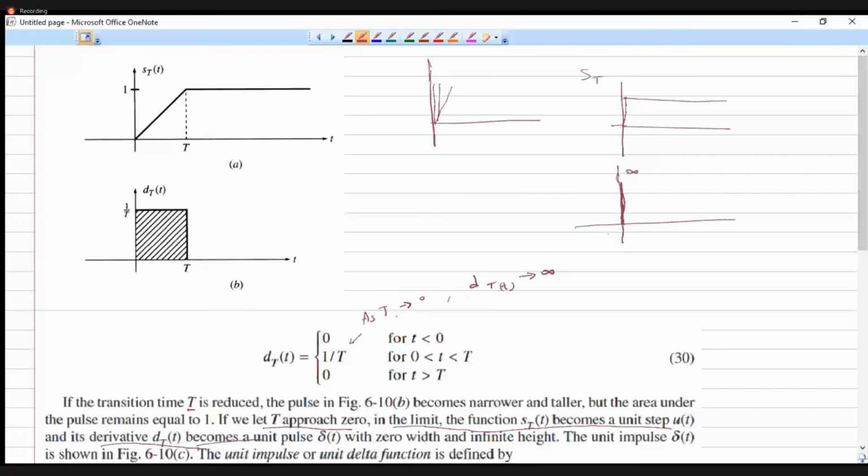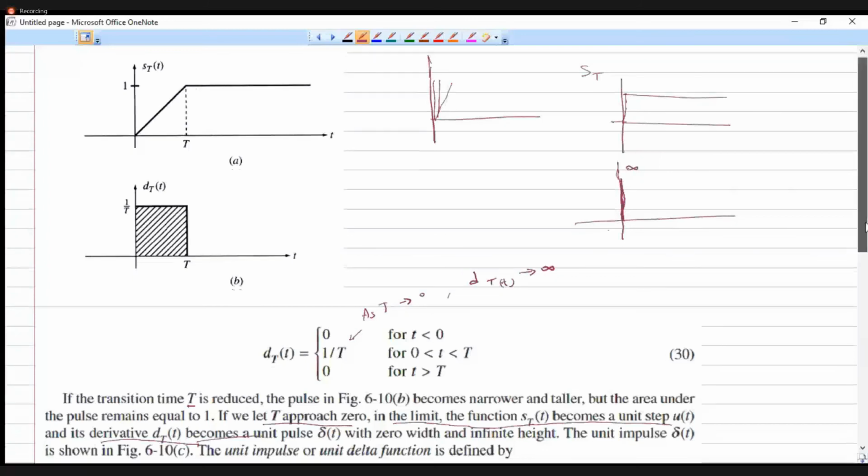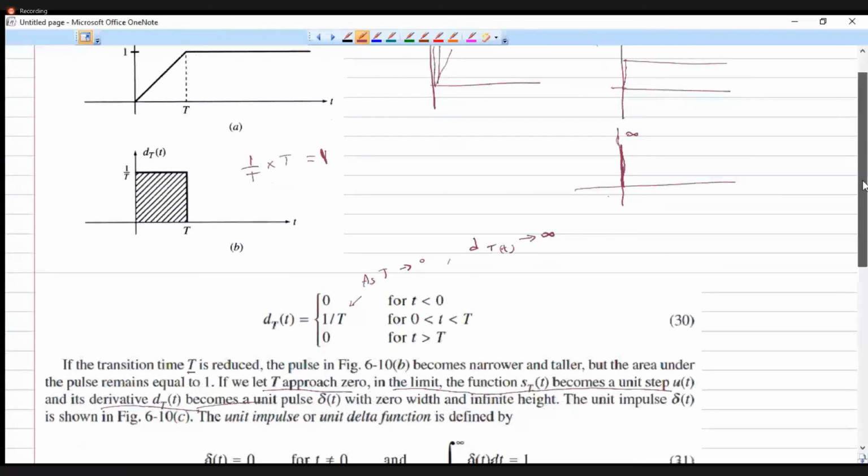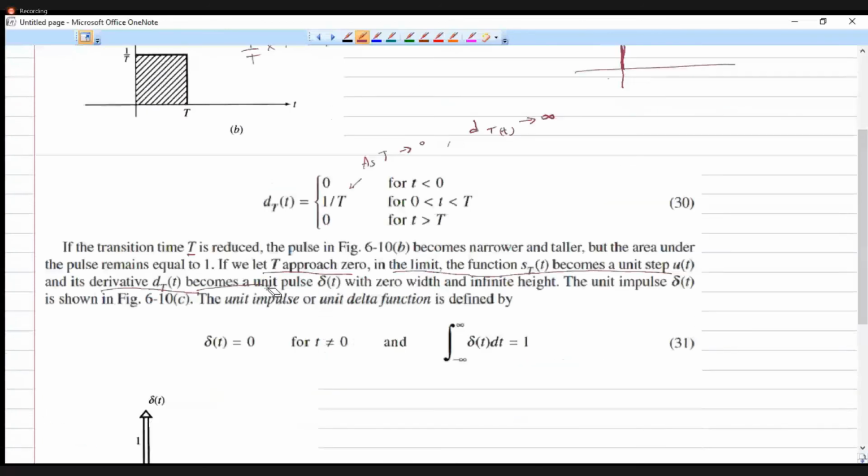Okay, this is the derivative, because as T tends to 0, d_T of t will be tending to infinity, whereas the area of this graph is going to remain the same. This is nothing but 1 by T into T, which is equal to 1. Okay, so that is called a unit impulse function. So the derivative d_T of t becomes a unit pulse delta of t with 0 width and infinite height. Okay, the unit impulse delta of t is shown here.